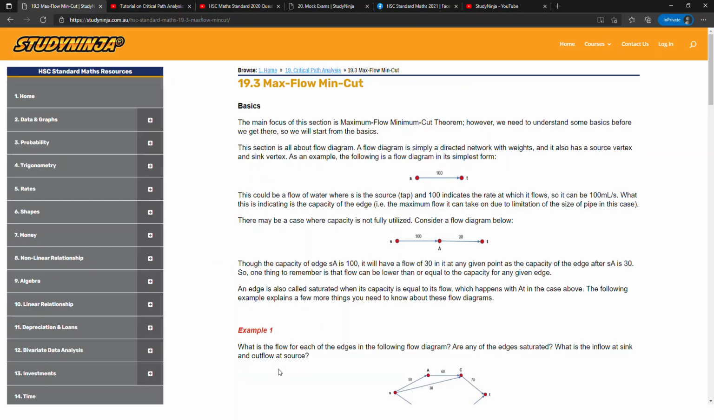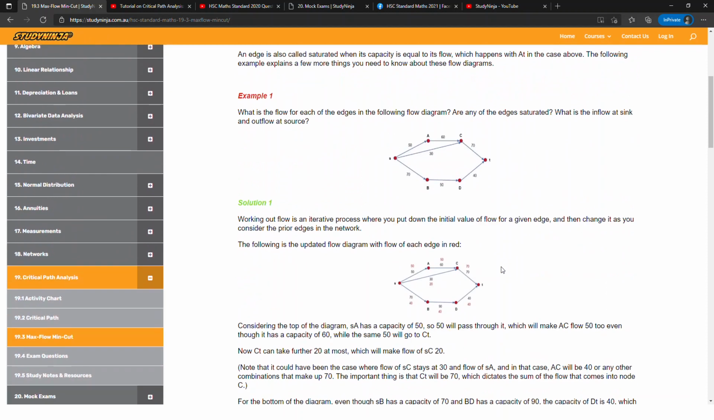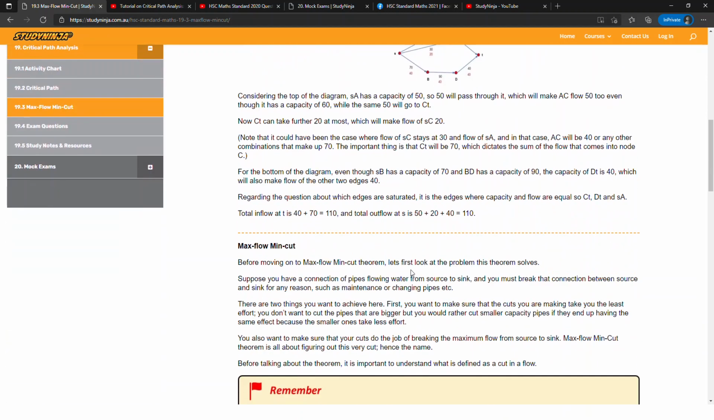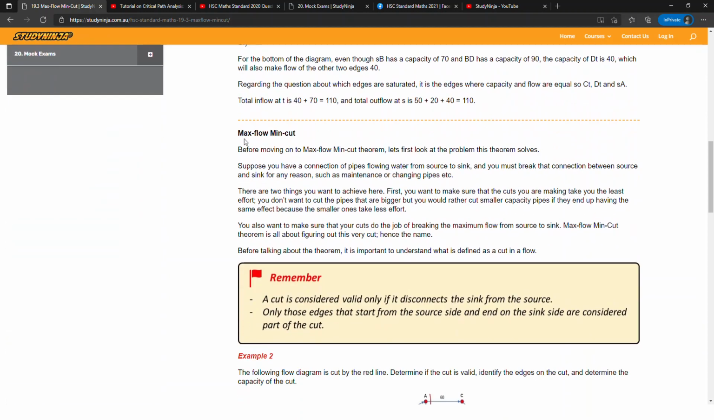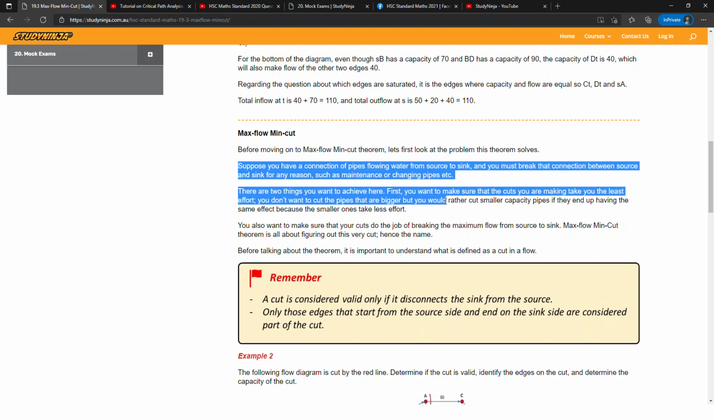But before going into this question, if you go to section 19.3 on Study Ninja, this is where I've given a very detailed explanation on what are the basic skills you need to know, how to determine what is the flow, what is the maximum capacity, with worked out examples. And then I take you through the maximum flow, minimum cut. And before taking you through, I explain what is the problem that this thing is trying to solve.